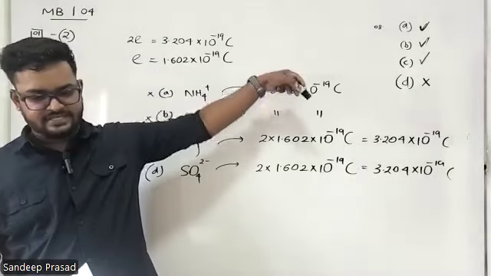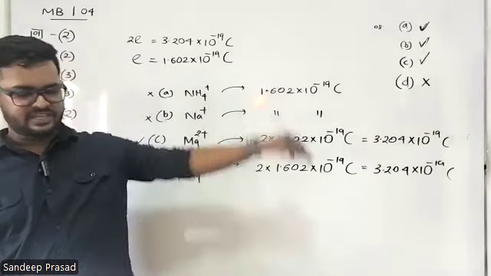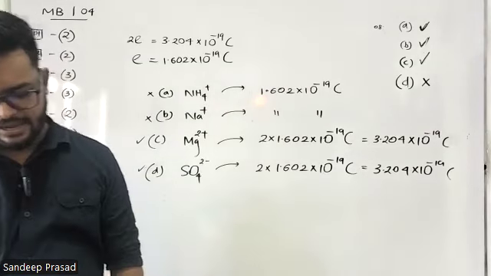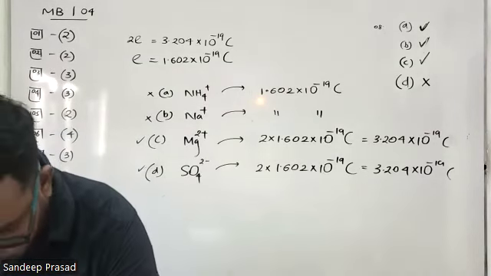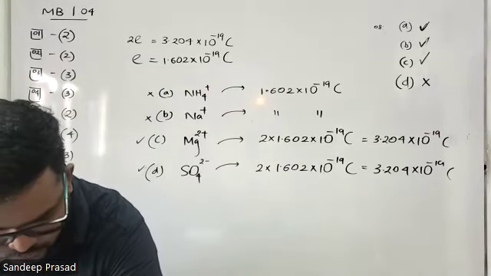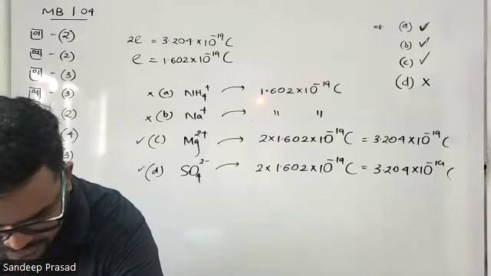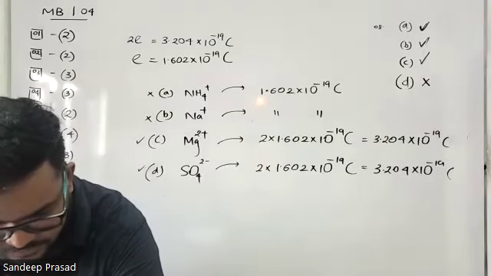So ABC statements are correct. Then what is the answer? If A and B and C statements are correct, what is the option for this one? Yes, that should be number 5. Okay.